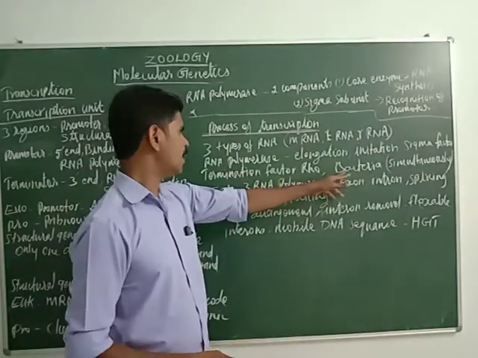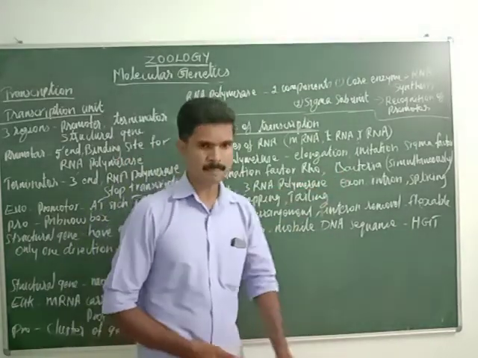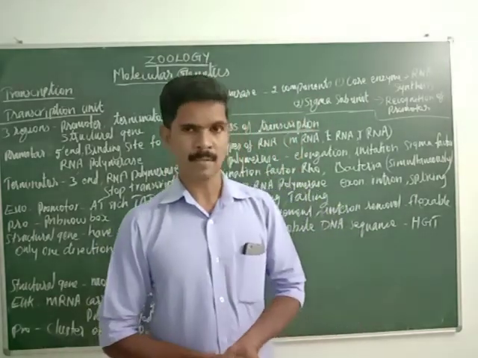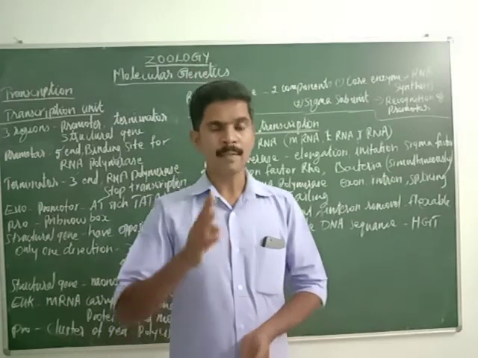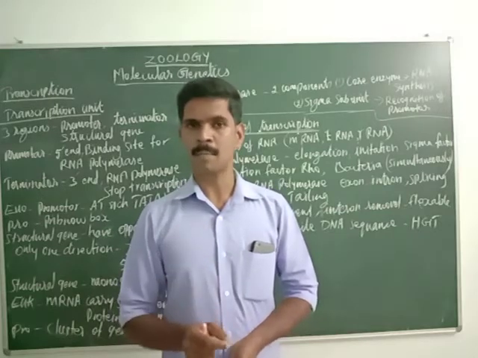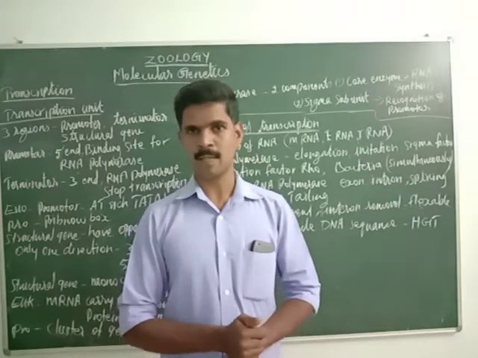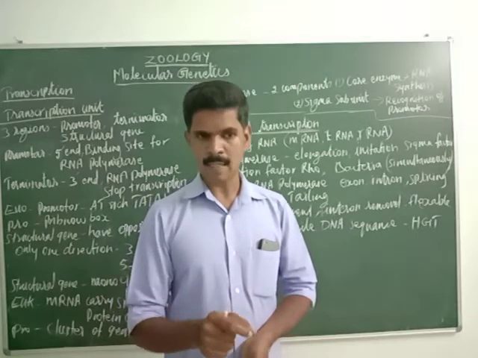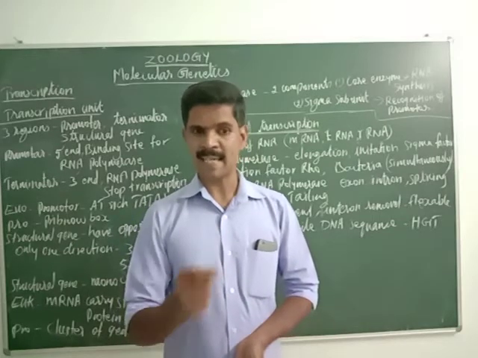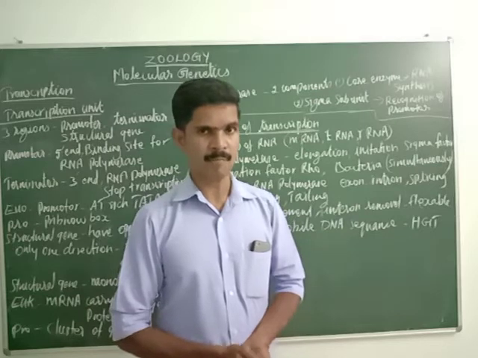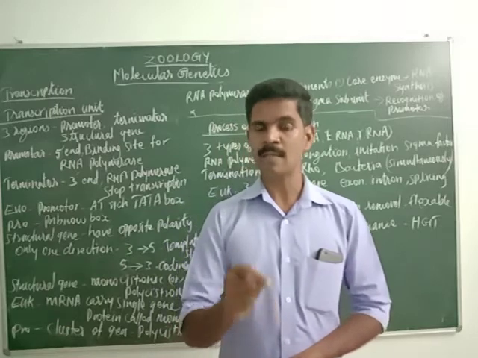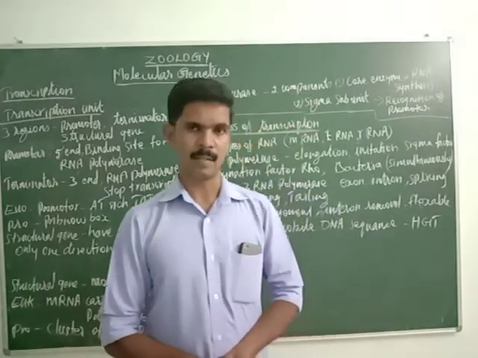Now we have completed this point. Then the next point. In eukaryotic organisms, there are three RNA polymerase enzymes: RNA polymerase 1, RNA polymerase 2 and RNA polymerase 3. RNA polymerase 1 transcribes rRNA. RNA polymerase 2 is involved in the transcription of hnRNA. RNA polymerase 3 is involved in the transcription of 5S rRNA. Hope you understood this point.